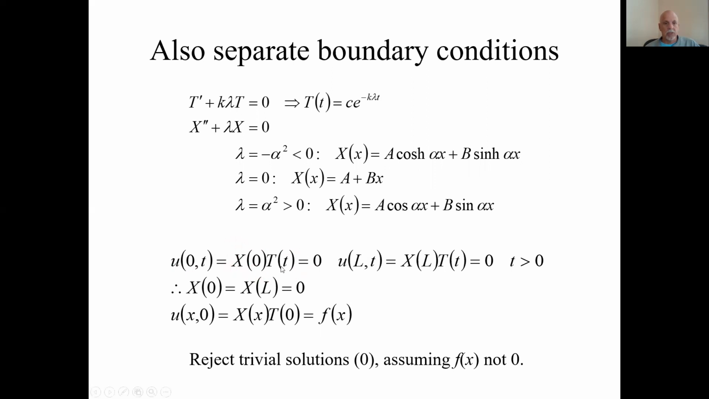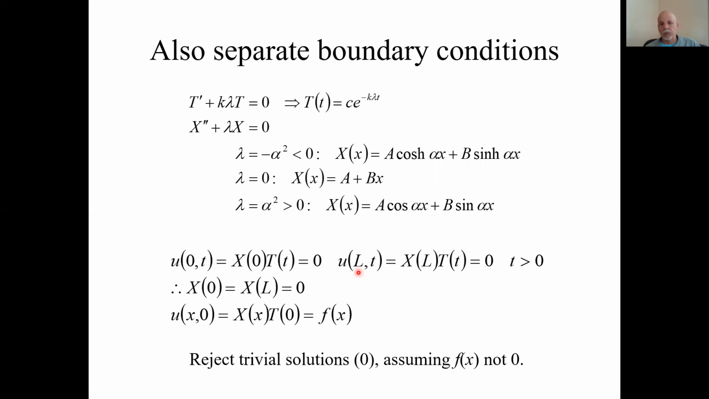X times 0 times t for any time t must be equal to 0. And since it must hold for any time t, and it can't just be 0 for all time, because we have this initial condition, that requires that x at argument 0 must be 0.